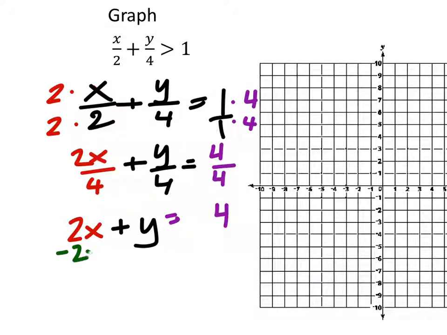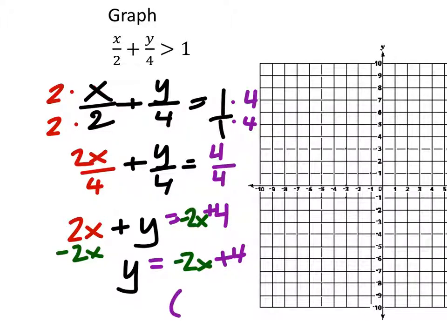And then I'll subtract 2x from both sides. That's a positive 4. So I end up with y equals negative 2x plus 4. And now I've got my y-intercept at 0, 4, which I will graph. And I've got a slope of negative 2 over 1 as the coefficient of x.